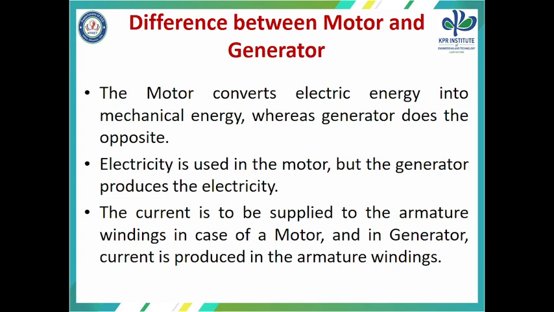Next, the difference between motor and generator. The motor converts electrical energy into mechanical energy, whereas the generator does the opposite. Electricity is used in the motor, but the generator produces electricity. The current is supplied to the armature winding in the case of a motor, and in a generator current is produced in the armature winding. This is a major important difference between motor and generator.